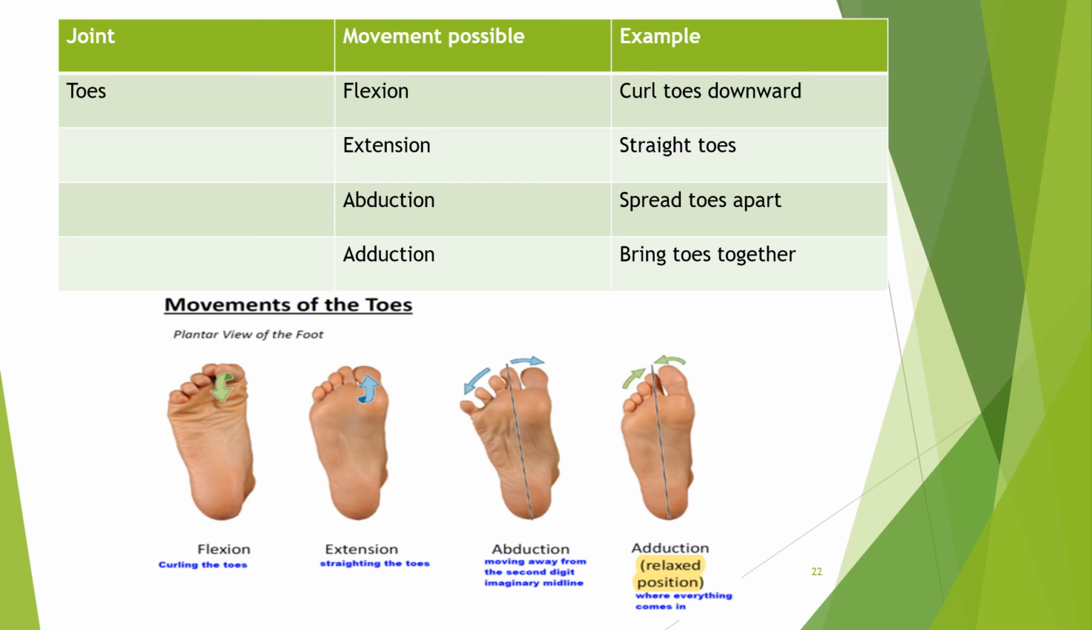So in the toe, first we see the flexion. The toe is flexed, the toe is curled. Okay, and extension, the toe is straight. And abduction, the fingers open, same as in the hand. Adduction, the fingers come closer. Okay, it is a relaxed position. Yes, and when we are in a relaxed condition, our fingers are close to each other.